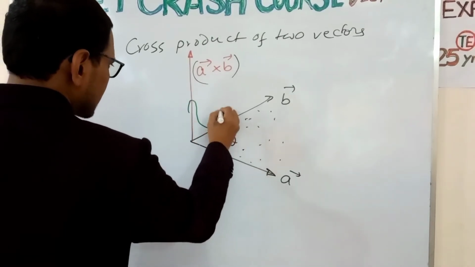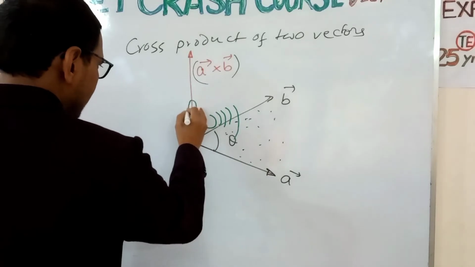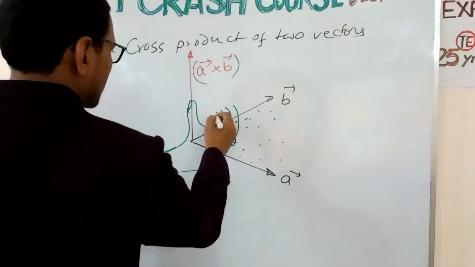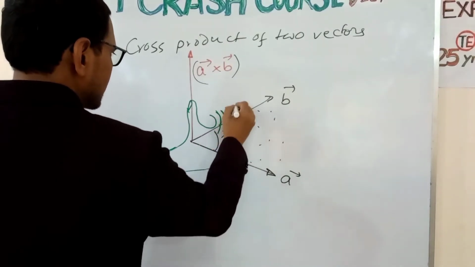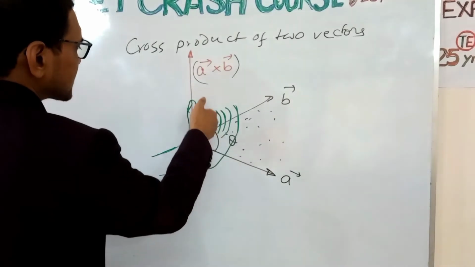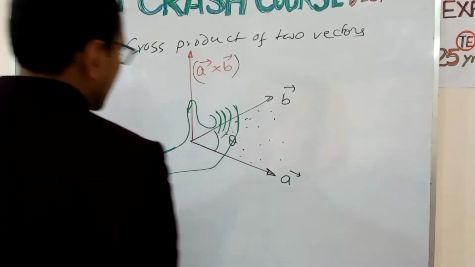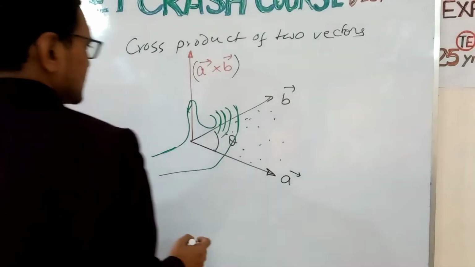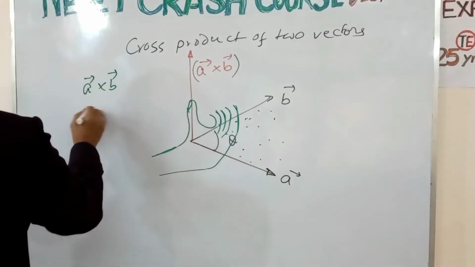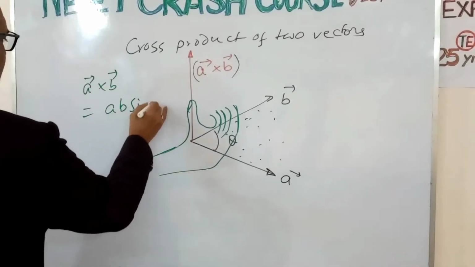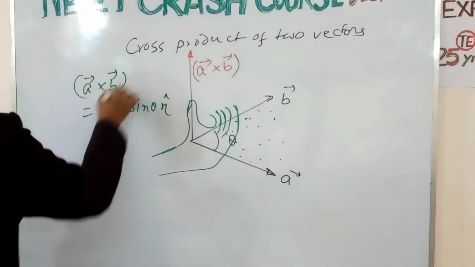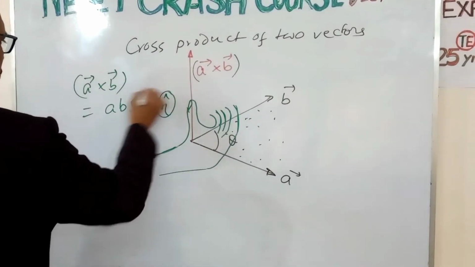If we curl the fingers from a to b, then the thumb shows the direction of a cross b. Thumb denotes the direction of a cross b. So what is the magnitude of a cross b? A cross b will be ab sin theta n-cap, where theta is the angle between a and b, and n-cap is a unit vector. So this is a vector quantity because of this unit vector.